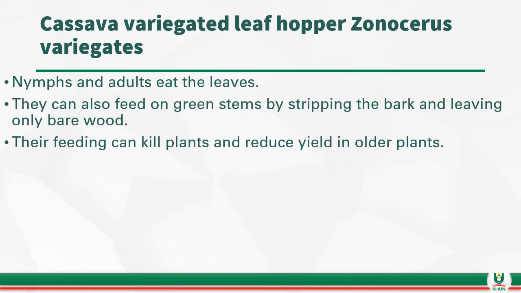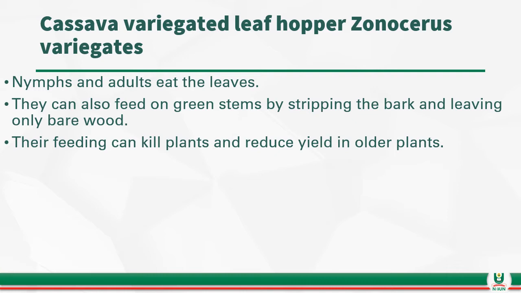and in this cassava variegated grasshopper, it is the nymphs and the adults that eat the leaves. You know that these insects have their stages of development, their stages of growth. So the nymph stage and the adult stage are the ones that eat the leaves of these crops. And they also feed on the green stems, they go for anything green. So when they are through with the leaves, they now start to eat the green stems and they strip the bark of the wood, leaving the plant there.